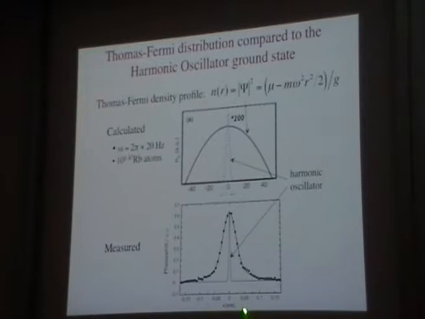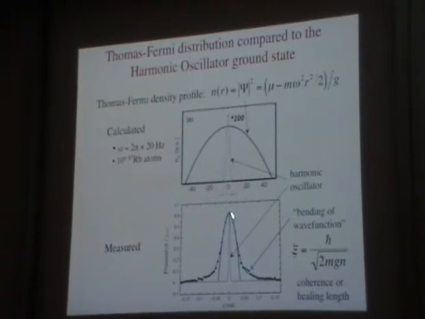Here's another picture showing another harmonic trap. This is the ground state wave function associated with the trap. And here are some data points showing a measurement of the density distribution in a real BEC. And you can see that, again, the real BEC is much bigger than the ground state wave function in the system.